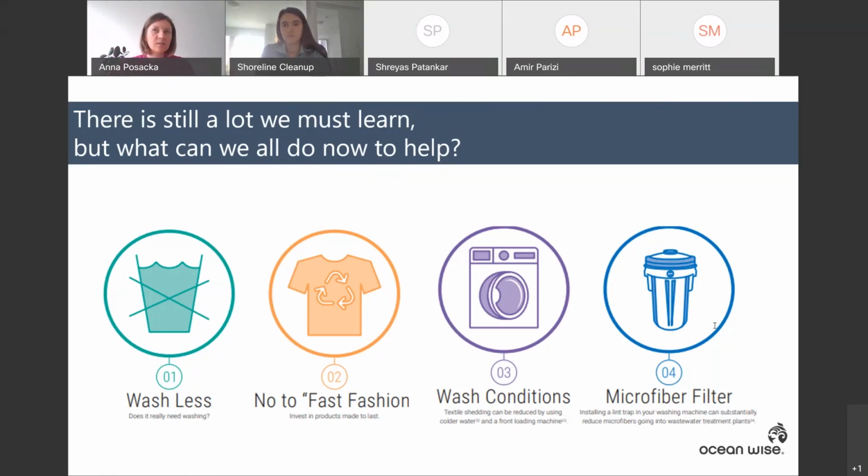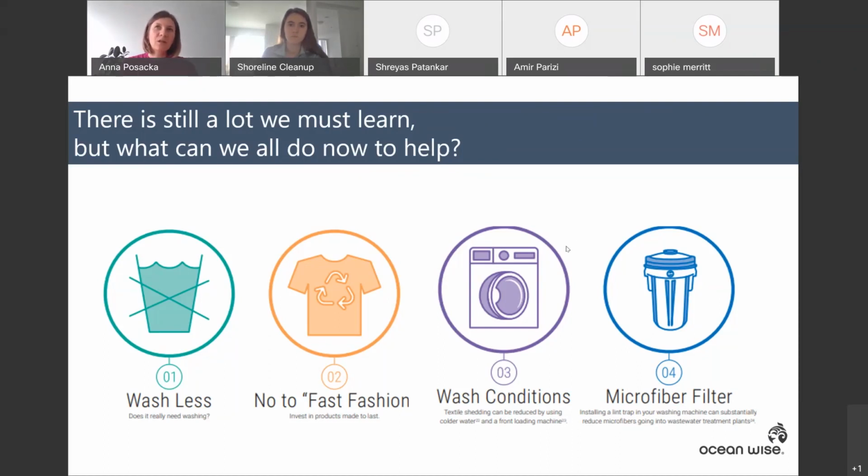Our textiles come with a myriad of sustainability issues, not just fiber shedding. There are considerations such as water use, carbon dioxide production, and so on. So it's very, very important to consider the number of textiles that you're purchasing, but also whether you're purchasing materials that last.